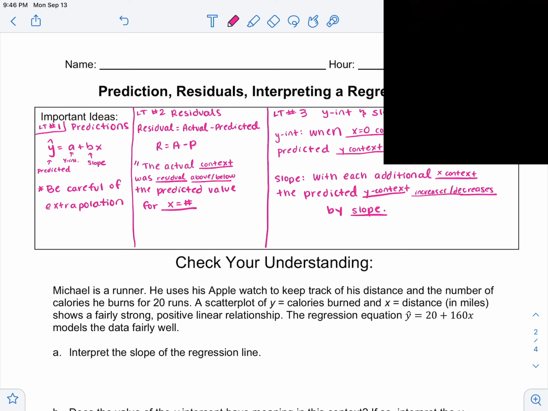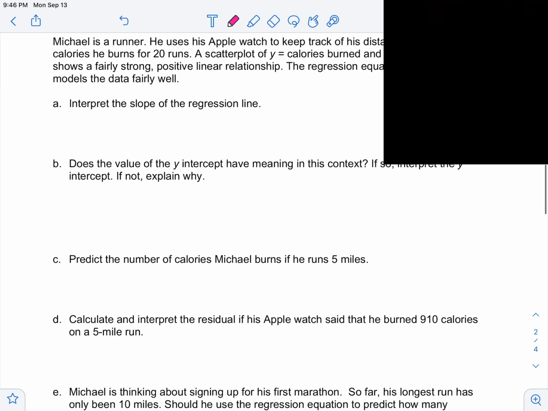All right, so now pause the video, work on the check your understanding, then come back and I will again commentate through my earlier work of the check your understanding. But make sure you pause. Remember, this is your practice time. This is for you to make sure that you know what we're doing.